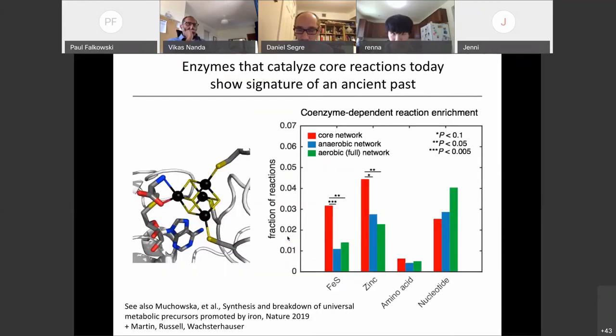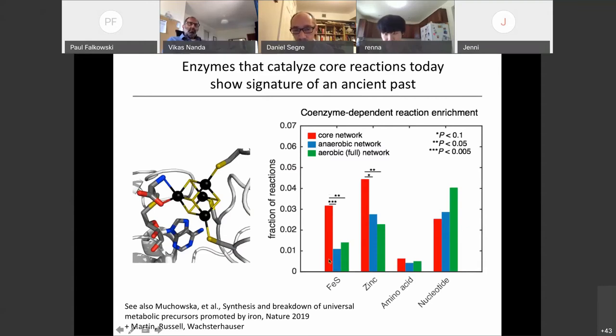I will just show you one representative result. So what we did was to look at some of the cofactors present in the enzymes of this core network, and compare this to the general presence of cofactors in the whole network. And what you can see here as one of the most representative results is that there was a very strong enrichment for iron-sulfur clusters in the reactions that are part of this core network.